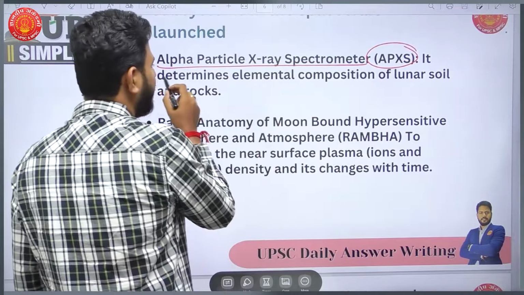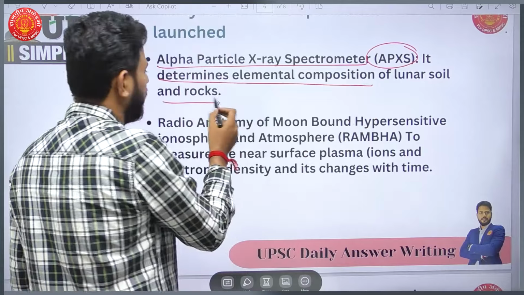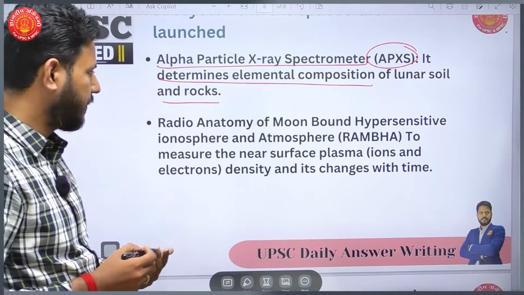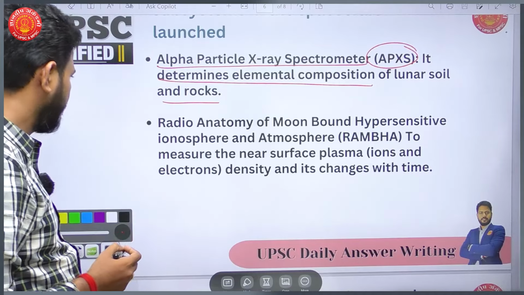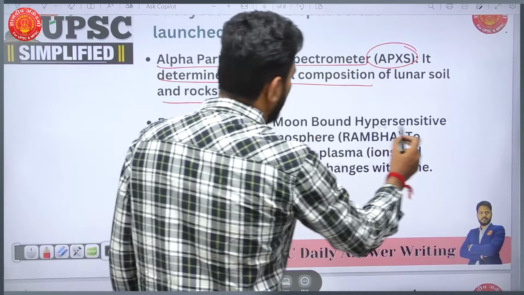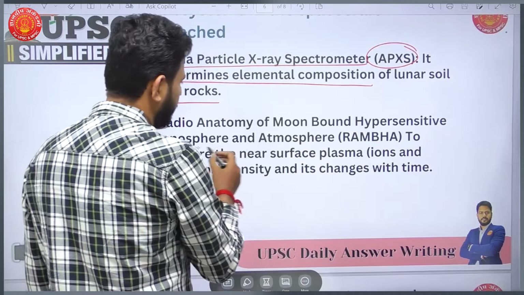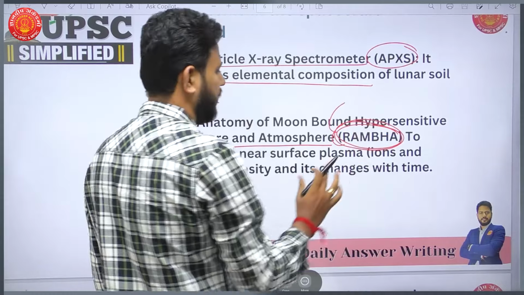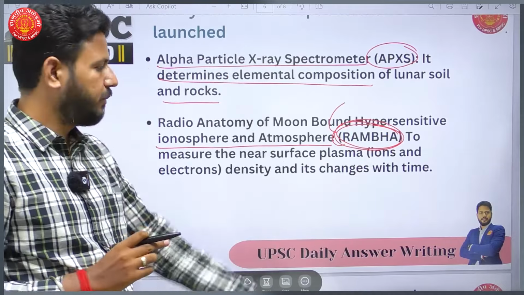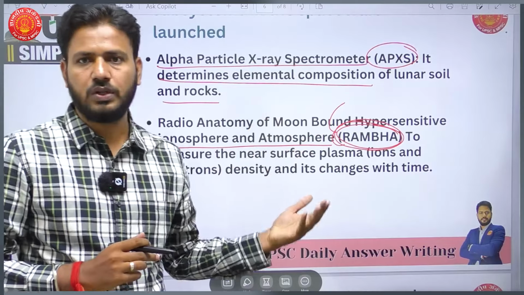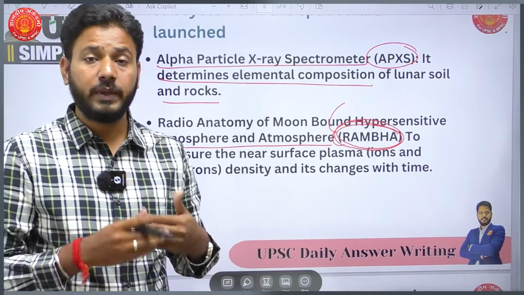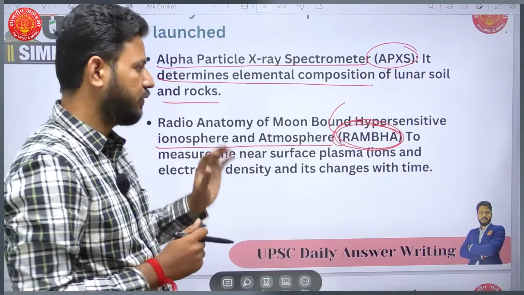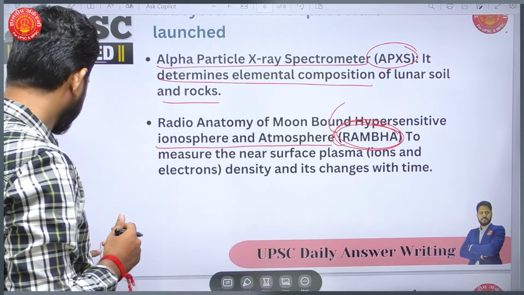APXS determines the elemental composition of lunar soil and rocks, because this is what the Pragyan rover was going to do. Then the third is RAMBHA, that is Radio Anatomy of Moon Bound Hypersensitive ionosphere and Atmosphere. Even if you just mention this, it is sufficient. Very briefly mention why this payload was launched. Don't make it more complicated or more technical. Keep it very simple. This was the third focus in the answer.